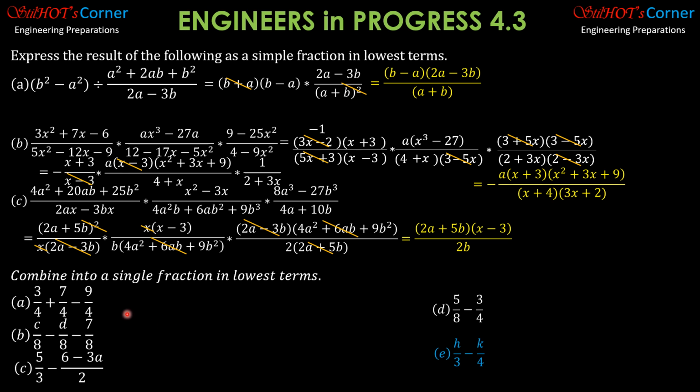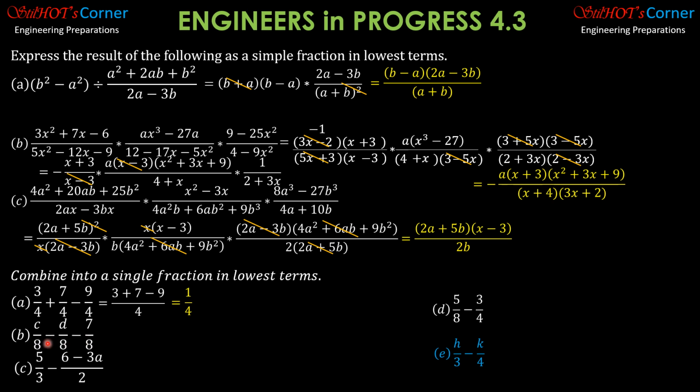Then we have another batch of problems combined into a single fraction in lowest terms. Notice that there are three fractions and each fraction has a common denominator 4. The LCD is 4, so we just operate the numerator. So this is equal to, the denominator is 4, then (3 plus 7 minus 9) over 4. So 3 plus 7 is 10, minus 9 is 1, so 1/4. The answer is 1/4.